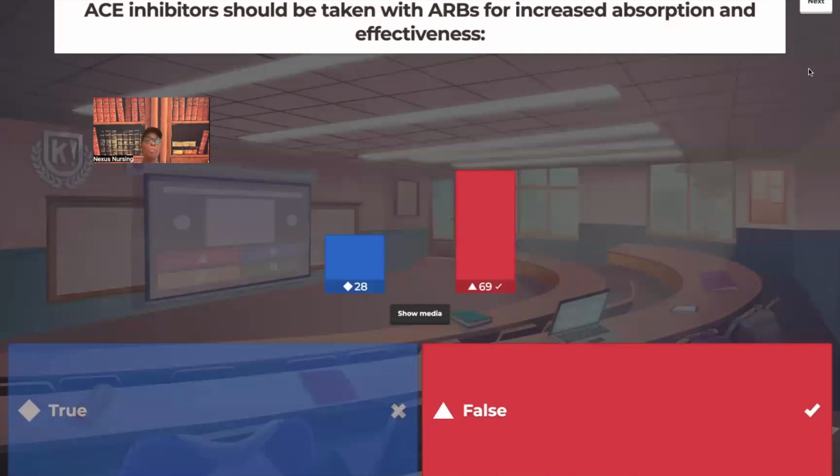False. You better never, ever give an ACE inhibitor and an ARB together. You will harm that patient or darn near do that to them. Okay. These are very, very strong antihypertensive agents. And together they have a synergistic effect. You'll be standing before the board of nursing. Don't do it. They should never be taken together.